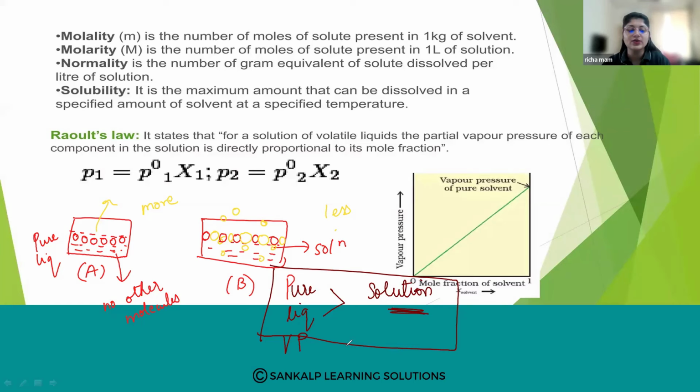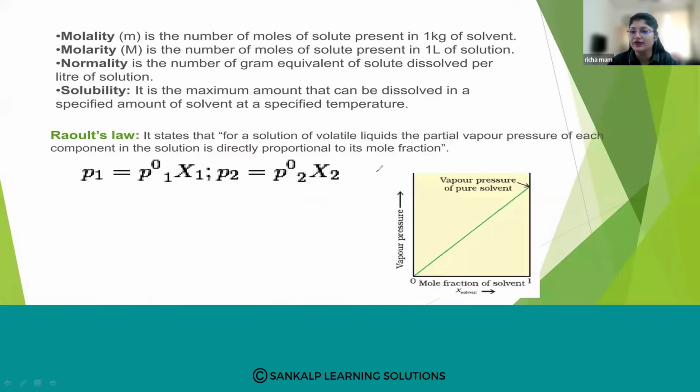So here the vapor pressure will be high, and in this case the vapor pressure will be low, because only a small amount of vapors is produced. Small amount of vapors are produced. So this is about the factors affecting the vapor pressure.